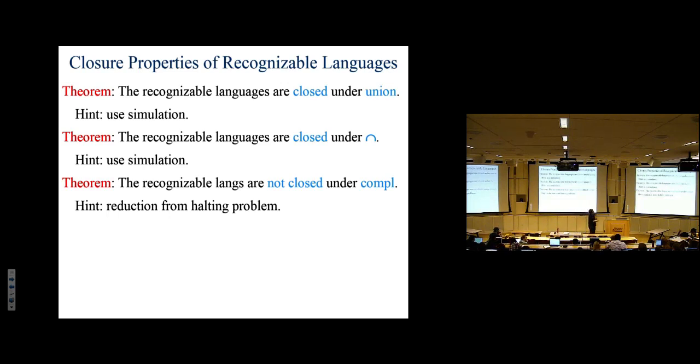So the recognizable languages cannot be closed under complementation, because if they were, they would all not just be recognizable, they'd all be decidable too. How many get that? Any questions? All right.